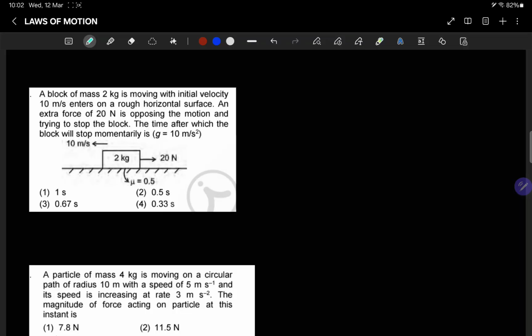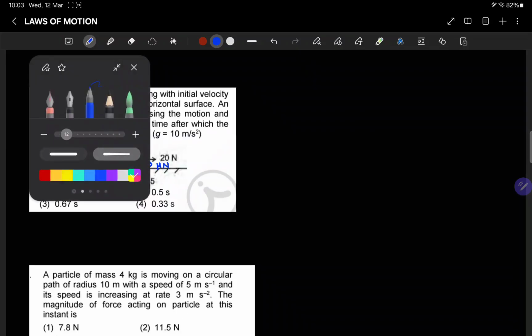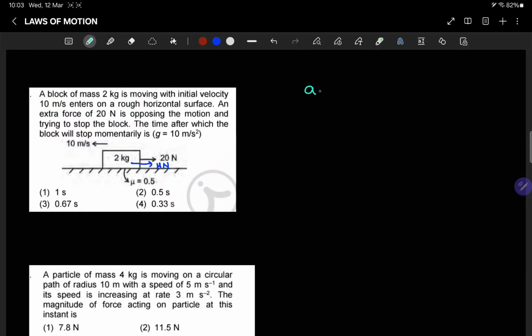A block of mass 2 kg is moving with initial velocity 10 meters per second. Listen, students, here it is important. The block is moving to the left, so the frictional force is acting to the right. Very important. Now a 20 newton force is also acting to the right, opposing motion. Find the time after which the block stops momentarily. Very important, students. What is acceleration? Acceleration is net force by total mass. Many students get confused in these model questions.